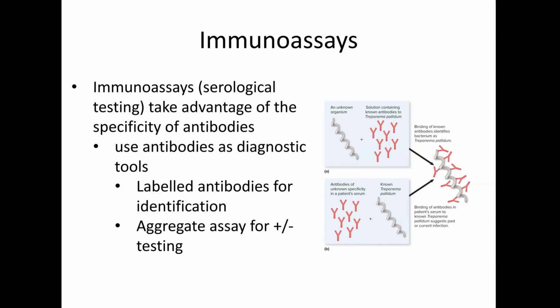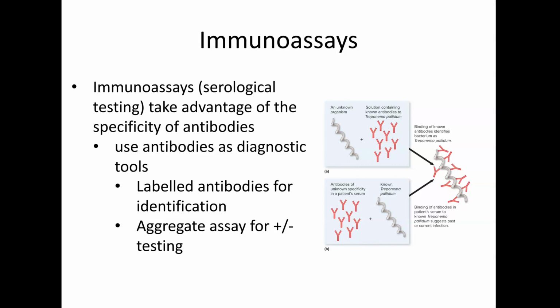And we can use these antibodies to target whatever that antibody is specific for. Another thing that we can do is use these antibodies to aggregate either cells or viruses or epitopes that they recognize.